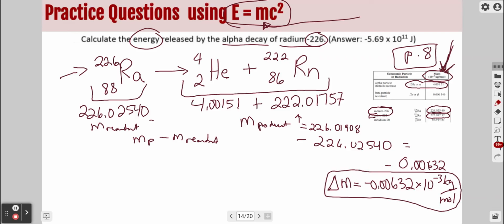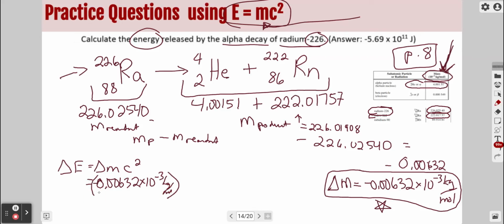Now we can use Einstein's equation to figure out how much energy this mass formed. We lost this mass. It didn't just go nowhere. It turned into energy. So our change in energy is equal to our change in mass times the speed of light squared. Our change in mass is negative 0.00632 times 10 to the negative 3 kilograms per mole. Actually, the moles go away because we multiplied those out. And then our speed of light is 3.0 times 10 to the 8.